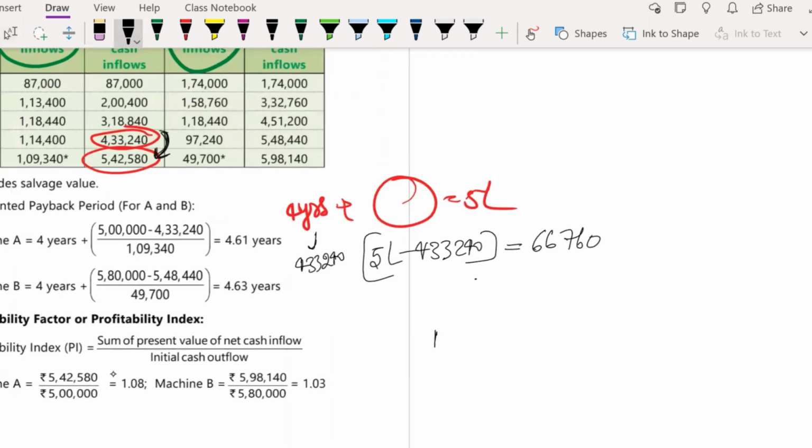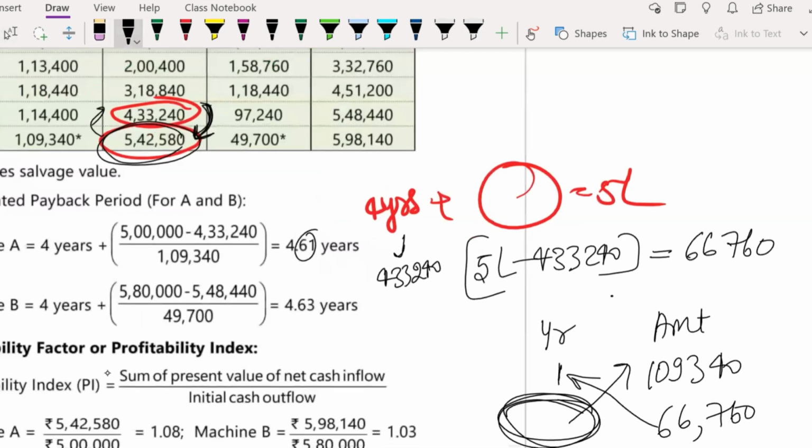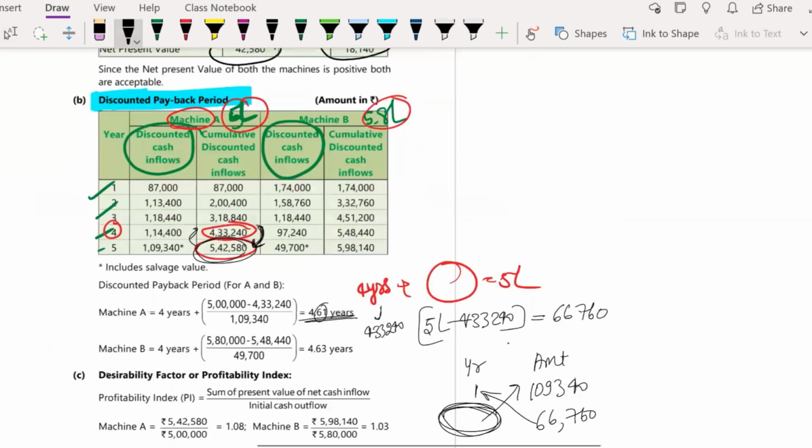Year 4 to year 5, 1 year of gap. In 1 year of gap, how much amount difference is there? It is 5,42,580 minus 4,33,240. You have a gap of 1,09,340. To get an amount of 66,760, how much will be the year gap? So if you cross multiply this, you'll get the year, which is nothing but 0.61 years. So 4.61 years will be your discounted payback period.